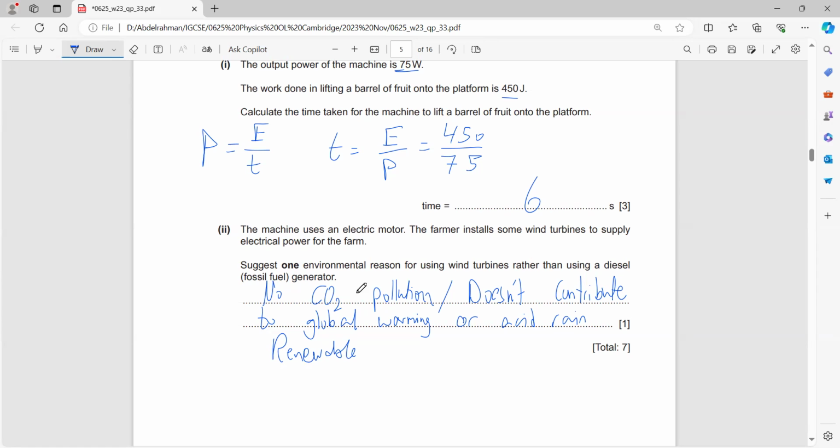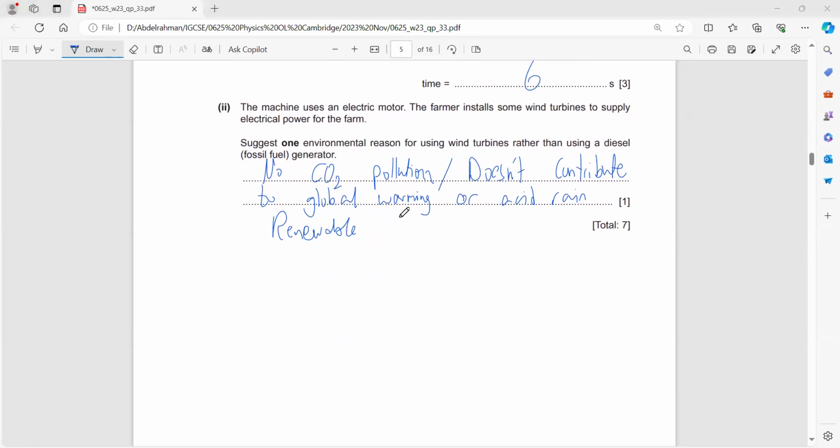No harmful effect on the environment. Okay, but again this is a vague answer. We don't want to write any vague answers. We need to write specific answers. What type of harm to the environment would I be preventing? I would prevent carbon dioxide pollution, or global warming, or acid rain. These are all different types of pollution or environmental effects.